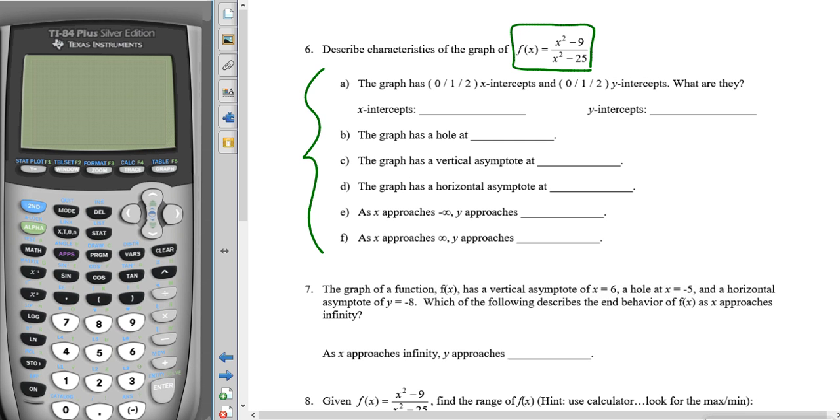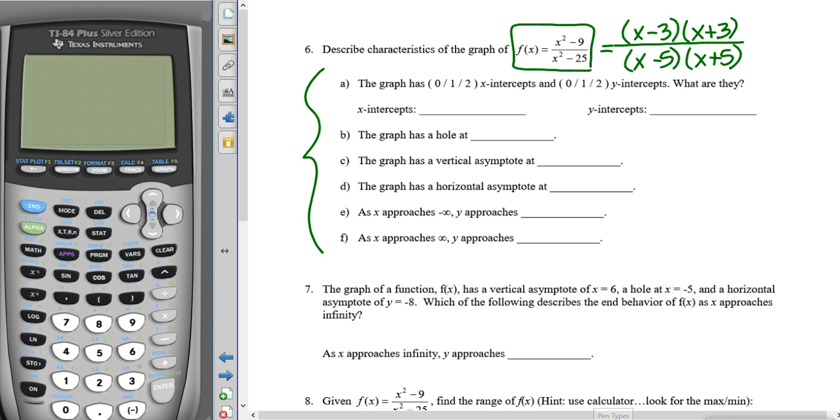Although it doesn't ask me to graph it, really I need to think about what the graph of this looks like in order to answer all these questions about the intercepts, the holes, the asymptotes, the end behavior. So I probably want to think of it in factored form. The top factors into x minus 3 times x plus 3 because it's a difference of squares. The bottom factors into x minus 5 times x plus 5 because it's also a difference of squares.